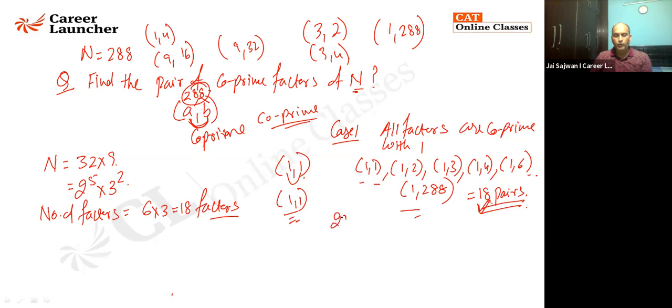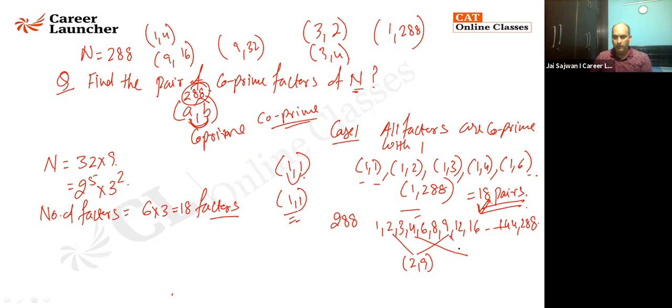यानी 288 के factors जो होंगे, like you got factors as 1, 2, 3, 4, 6, 8, 9, 12, 13, 14, 15, 16. This goes till 144, 288. These are the factors of 288. You pick up any two numbers and then check whether they are co-prime or not. This is what the question is saying.